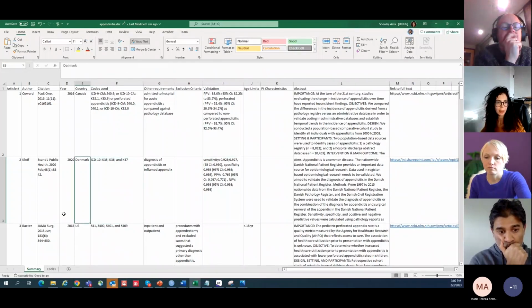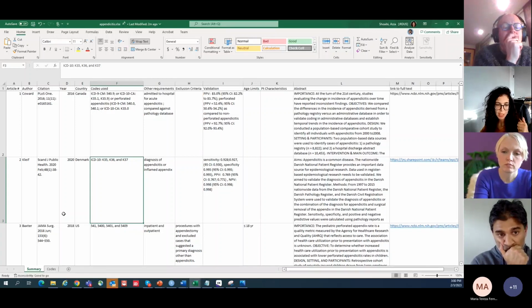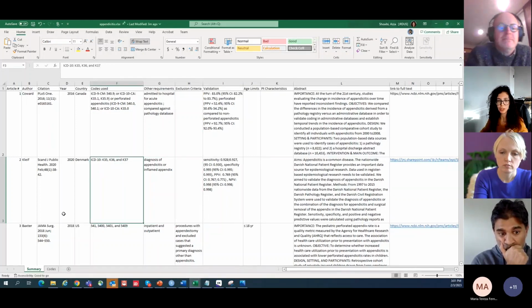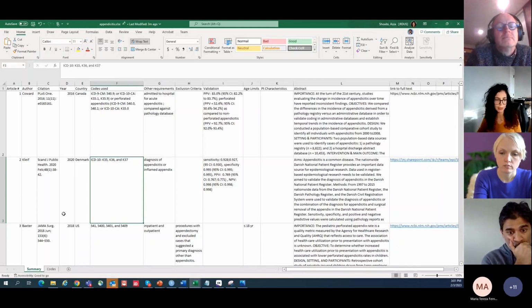So I can just check what they did. Here, the person who does the literature review for us gives us the codes and the inclusion criteria. In this case, they used ICD-10 of K35, K36, and K37. And they said the diagnosis of appendicitis or inflamed appendix. That was their entry criteria. So that sounds slightly different than what Gowtham has done. I'm not sure. I can go back to the index event and see if he included K35, K36, and K37.